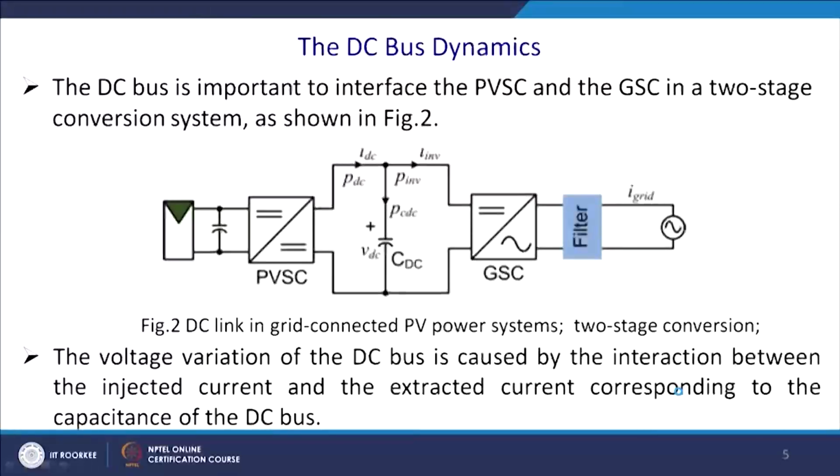Now, this is figure 2, which shows the DC link grid-connected PV power system for the 2-stage conversion. The DC bus is important to interface the PV side converter and the grid side converter in a 2-stage conversion system. First you have a solar panel, and there you have a capacitor. I told you, there can be a momentary blocking of voltage or current, and depending on the topology of this DC to DC converter, you require an input capacitor.